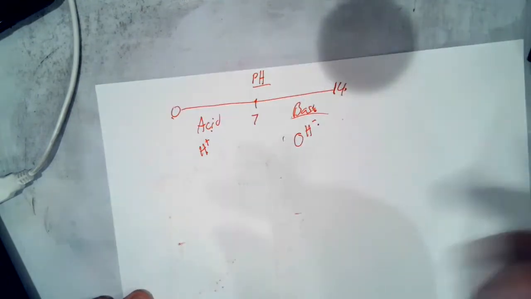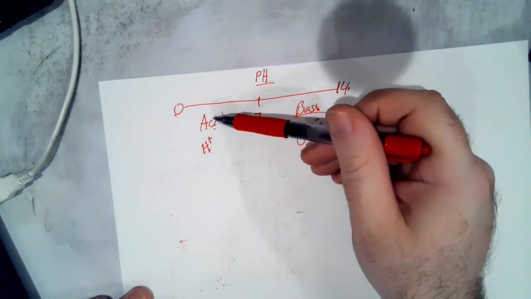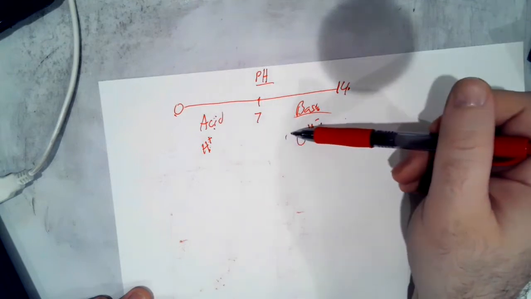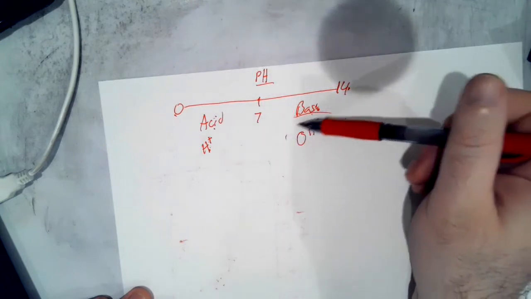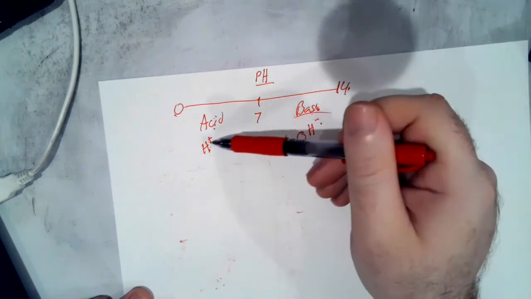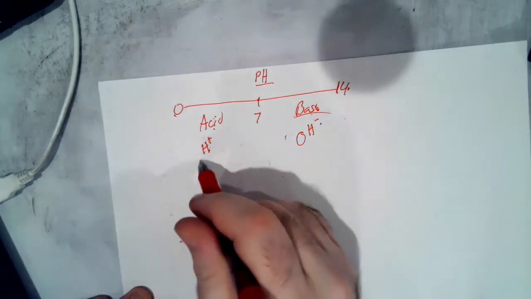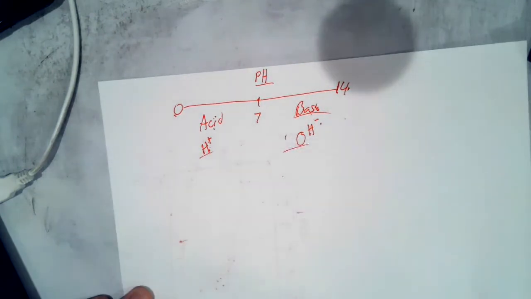And it works both ways. So just working with hydrogen, the more hydrogen, the more acidic. The less hydrogen, the more basic. The more hydroxide, the more basic. The less hydroxide, the more acidic. So try to get that in your head. If you work with these proportionally, it should be easy.